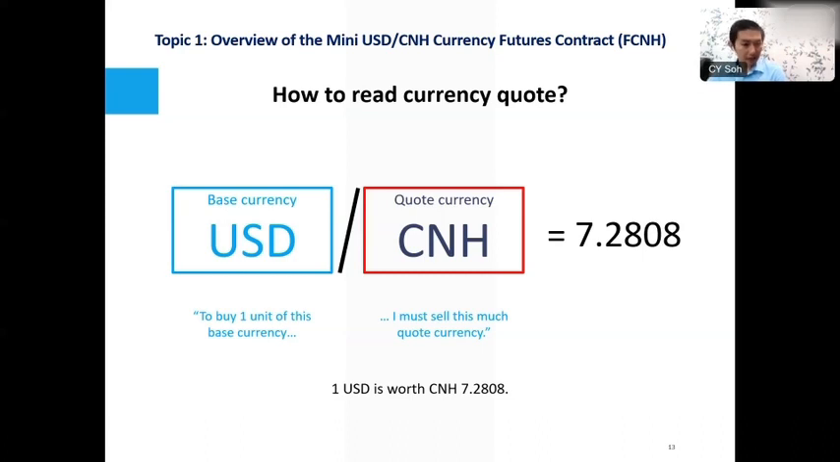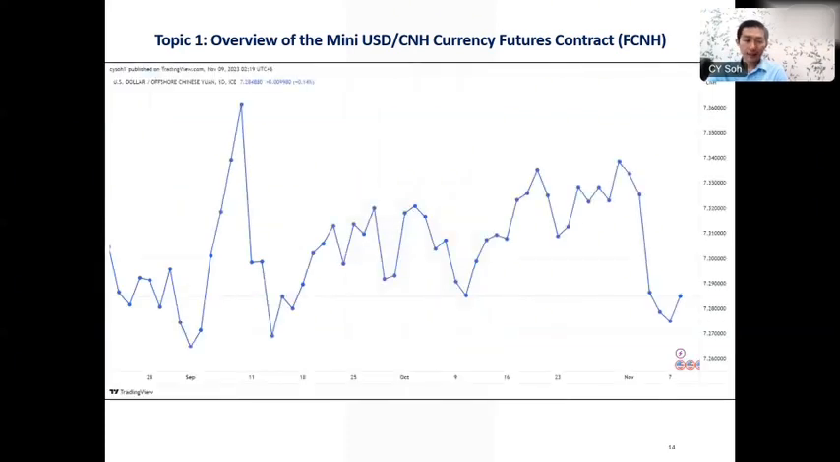And on the other hand, if you intend to sell $1, you will actually get 7.2808. So in fact, to make it simple, whether you buy or sell a currency, we are always referring to the base currency, always the far left hand side, because buying the base currency means you are actually selling the quote currency, and selling the base currency also means that you are buying the quote currency. So in short, when you buy or sell, always refer to the far left hand side, which is the base currency. And this is a typical chart of USD CNH.